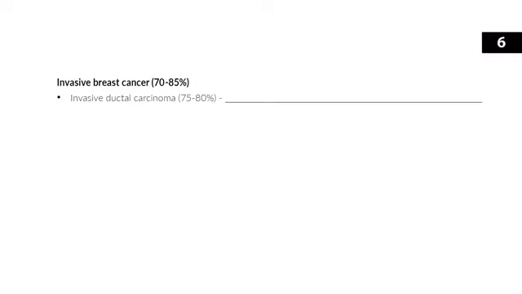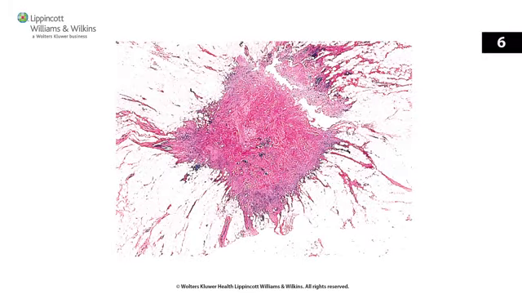It arises from DCIS and it's a firm, rock-hard mass with sharp margins. So it can feel a lot like a fibroadenoma, which is why biopsies are so important. One difference between these two is that fibroadenomas are mobile and invasive cancers tend to be attached to other tissues, so they are fixed and immobile. On biopsy, the histology is very heterogeneous. But one very recognizable feature is this stellate or star-like border of the tumor.